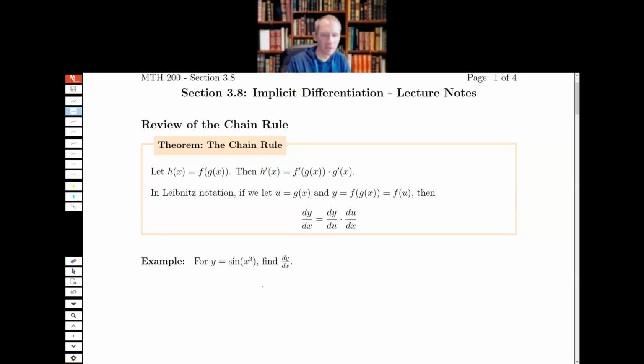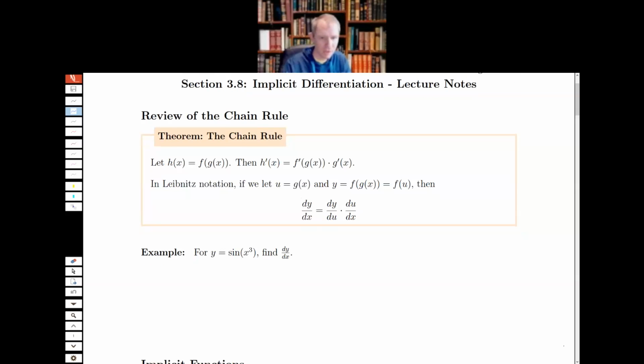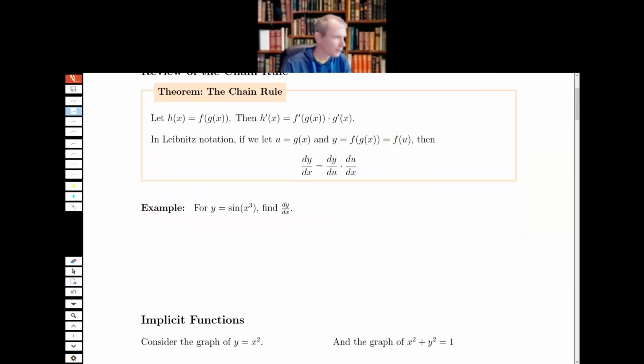Just like we saw in class, we can write this using Leibniz notation. If I replace the g of x with a u, and if I replace the composition f of g of x with a y, then y is f of u, and the derivative of y with respect to x is the derivative of f with respect to u times the derivative of u with respect to x.